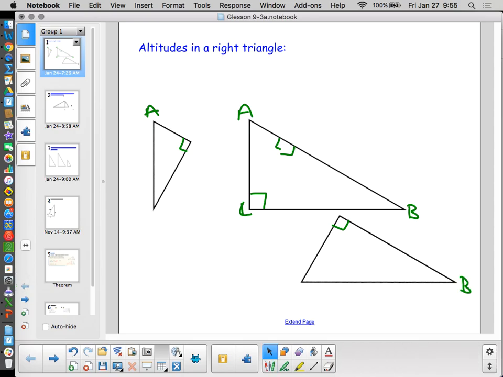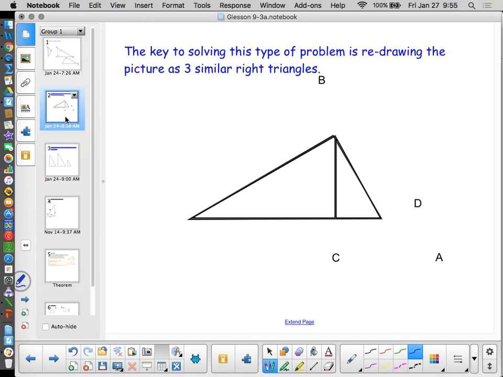So again, we can see our similar triangles. I have a right angle and angle A, right angle and angle A. Here I have a right angle and angle B, here I have a right angle and angle B. So all 3 triangles have to be similar. Both triangles are similar to the large triangle, which means they're similar to each other. Similarity is transitive. Now, the key to solving these problems is redrawing the pictures.